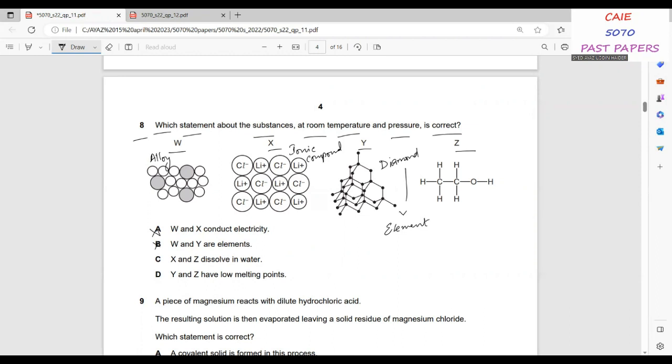C. X and Z dissolve in water. X is an ionic compound. What is Z? Z is ethanol. Both ionic compounds and ethanol are soluble in water. So C will be the right statement. For your convenience, I am reading the last statement. D. Y and Z have low melting points. Y is diamond, which must have a high melting point. Z has a low melting point. This is correct, but Y does not have a low melting point. So this is wrong.